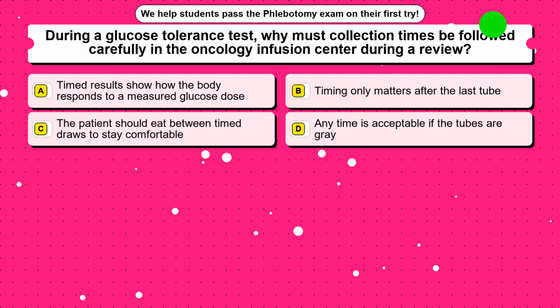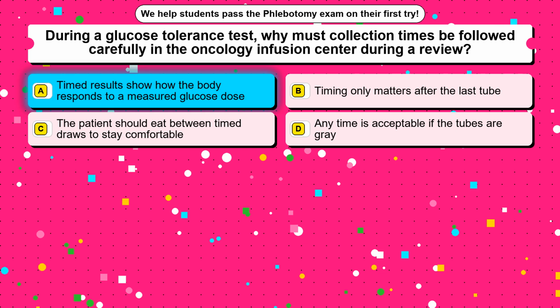Question 41. During a glucose tolerance test, why must collection times be followed carefully in the Oncology Infusion Center during a review? Option A, timed results show how the body responds to a measured glucose dose. Option B, timing only matters after the last tube. Option C, the patient should eat between timed draws to stay comfortable. Option D, any time is acceptable if the tubes are gray.